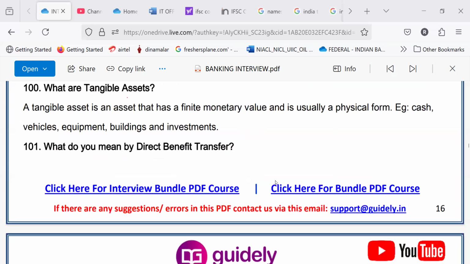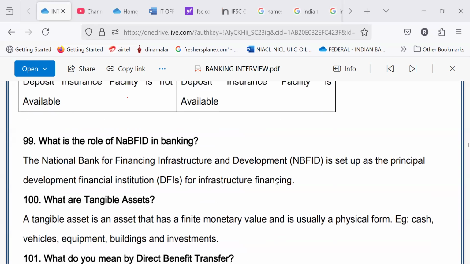Continue 99. What is the role of NaBFID in banking? The National Bank for Financing Infrastructure and Development is set up as the principal development financial institution for infrastructure financing. Yeah, NaBFID is a very big institution, and the salary is quite high. Somewhere around 20 lakhs and all for officers.